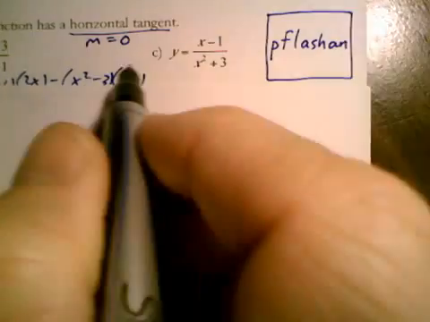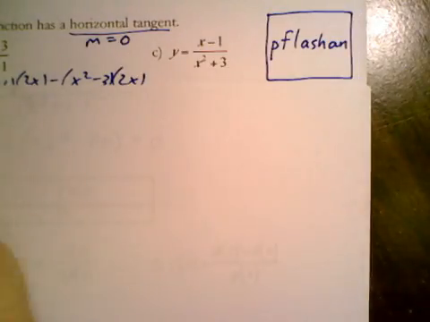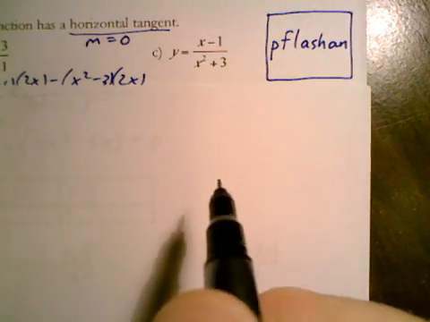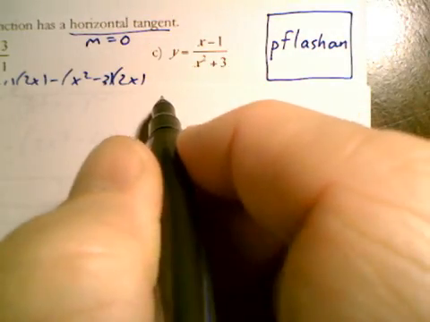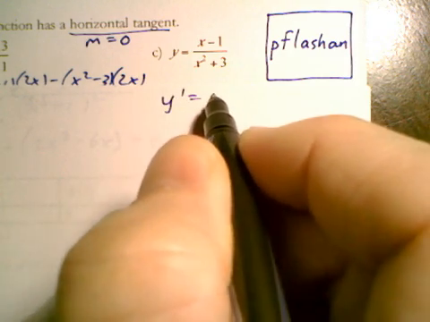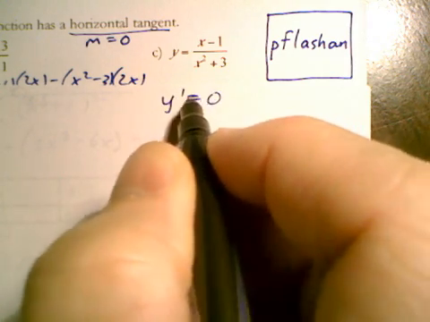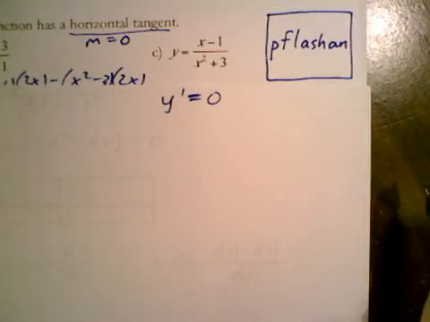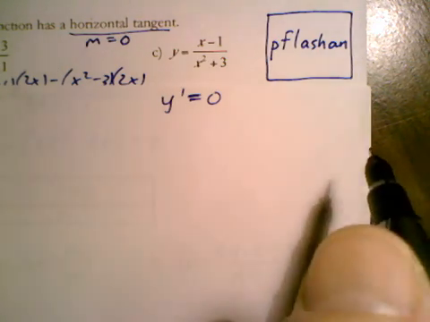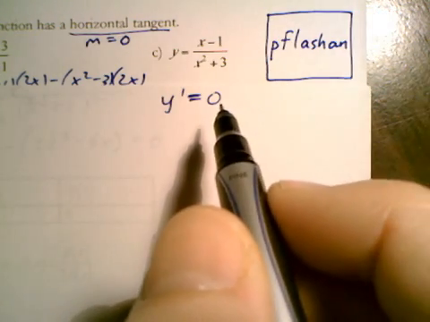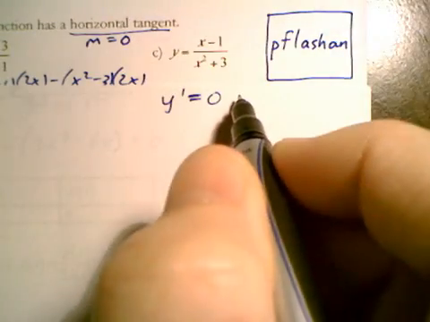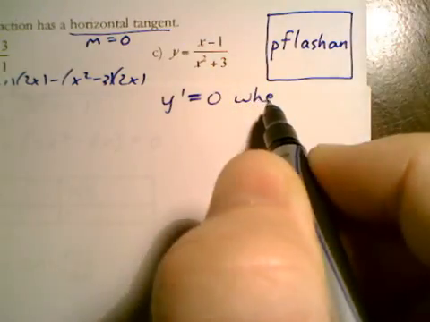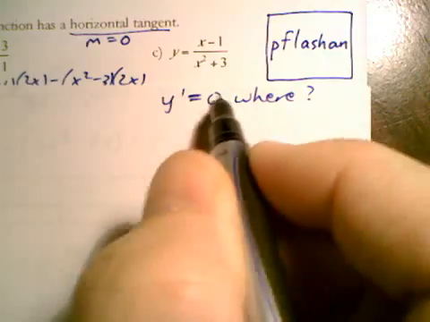Alright, so the third problem in this section is where we're trying to figure out the points at which the graph of the function has a horizontal tangent. Keep in mind that horizontal tangent means that y prime is equal to 0, because horizontal lines have a slope of 0, and derivatives are the slope of the tangent line. So again, the question is: y prime equals 0 where?